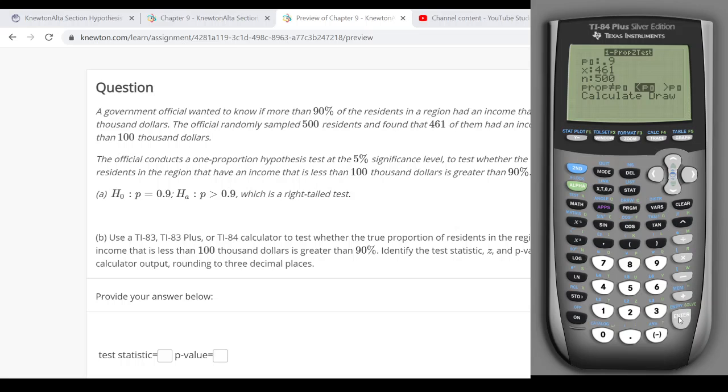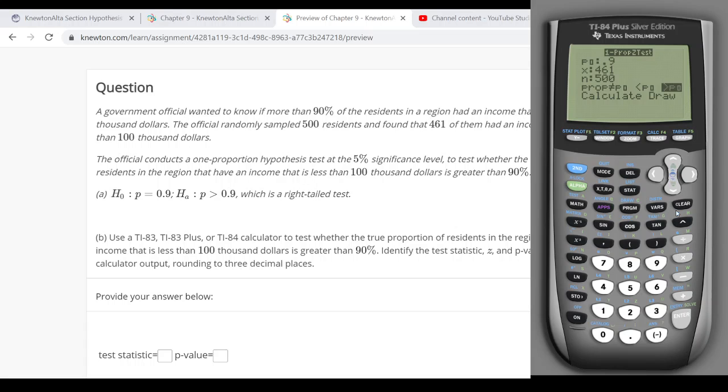Then the next line is, what does the alternative hypothesis look like? Do I have a two-tailed test with not equals, a left-tailed test with less than, or a right-tailed test with greater than in the alternative hypothesis? You see it's p is greater than 0.9. So that's this third option.